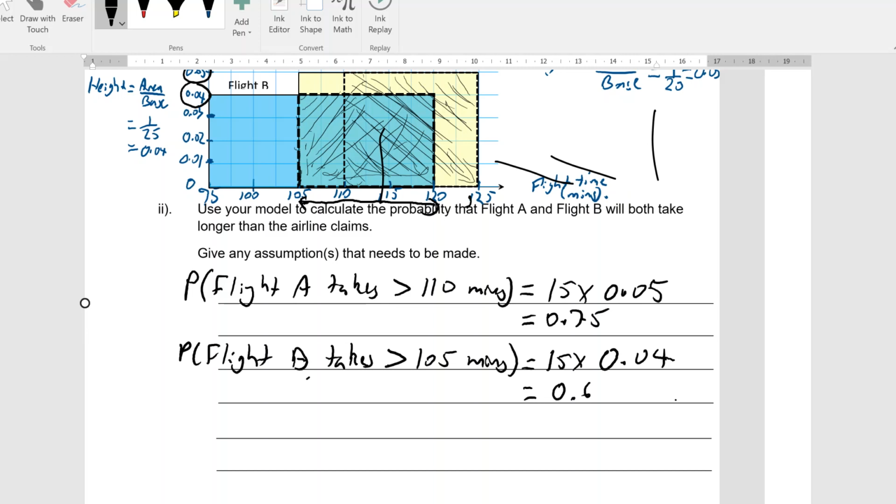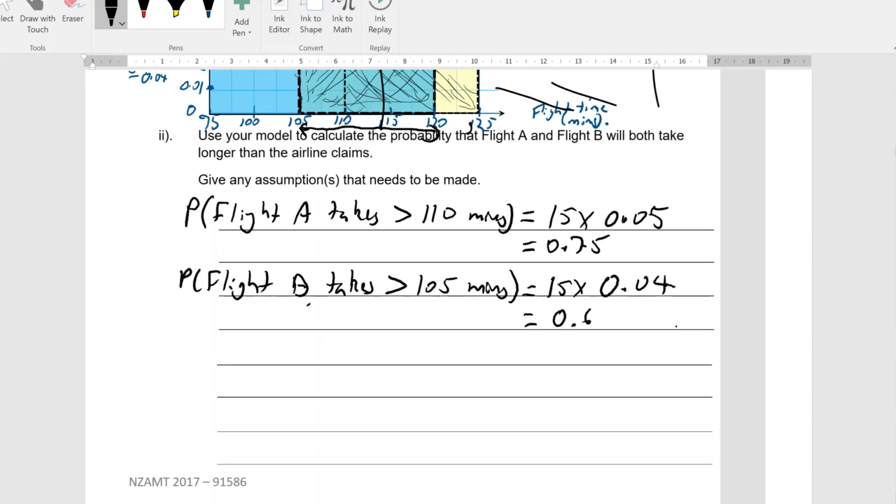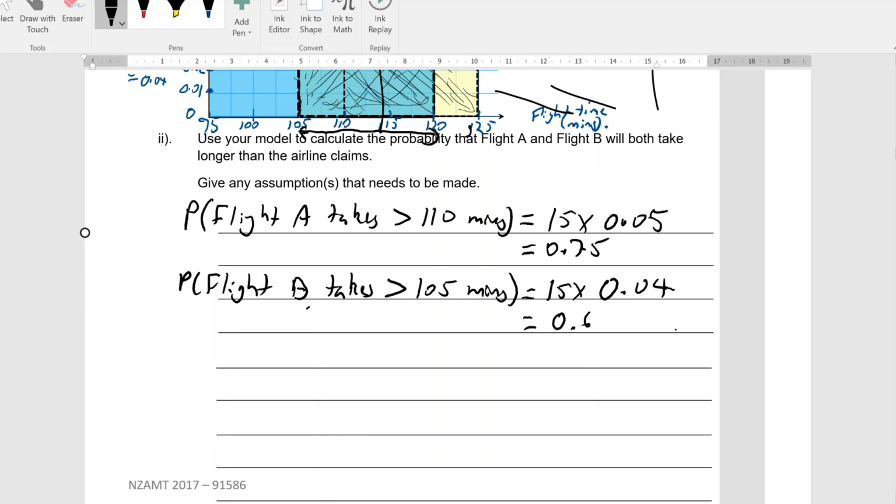So there's a 0.75 probability that flight A takes longer than it claims, and a 0.6 probability that flight B does. So the probability that they both do, well, if those two flight times for the two airlines are independent, then we can estimate the probability of both by multiplying those separate probabilities. A bit like if you flip a coin twice, the probability that you'll get tails twice you find by multiplying 0.5 times 0.5 to get 0.25. So it's the same sort of thing. So if independent, we can multiply them.